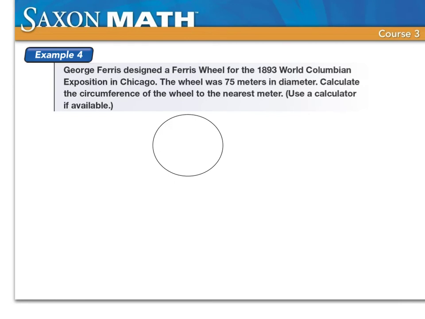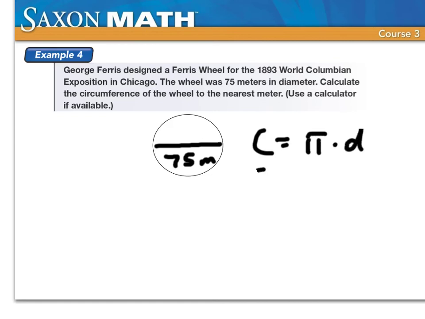In the last example, George Ferris designed a Ferris wheel for the 1893 World Columbian Exposition in Chicago. True story, that's who invented the Ferris wheel. It says the wheel was 75 meters in diameter. Calculate the circumference of the wheel to the nearest meter. It says to use a calculator if available. We don't need to. Our heads are our calculators. So we know the diameter of this wheel is 75 meters, and the circumference formula is pi times the diameter. So the circumference is going to be pi times 75, or 75 pi.